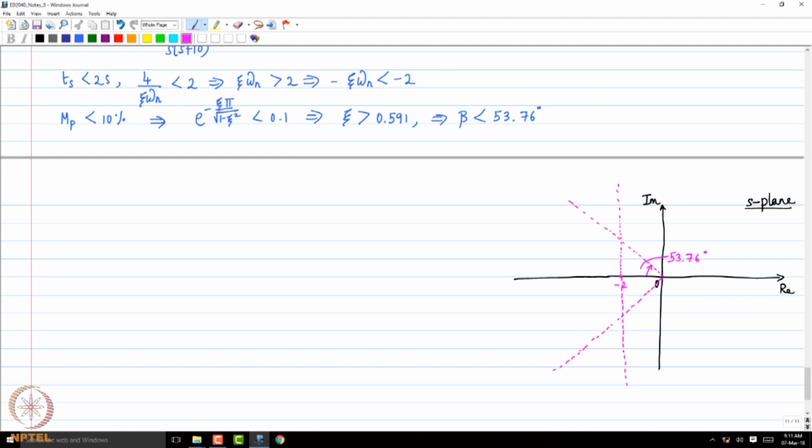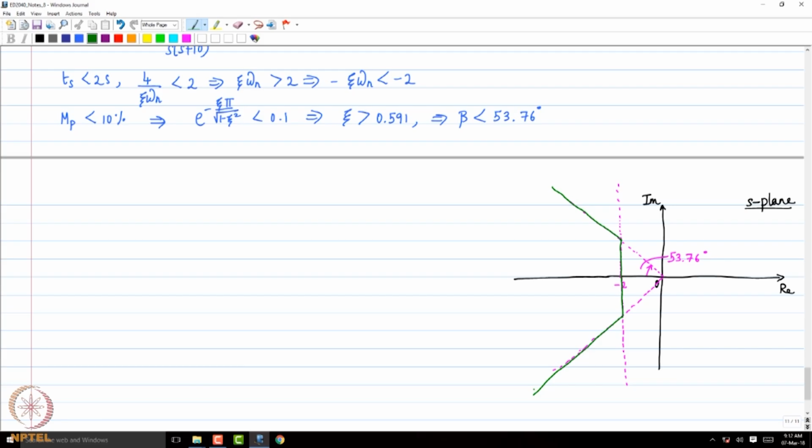So the net feasible area then comes out to be, let me draw it in a different color, let us say we choose green. So the net feasible region for us that will satisfy both performance conditions will be this open trapezoidal region, right, whose boundary I am drawing in green color. Okay, so that is where I want our closed loop poles to be.